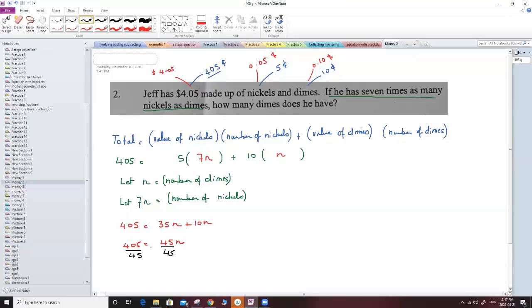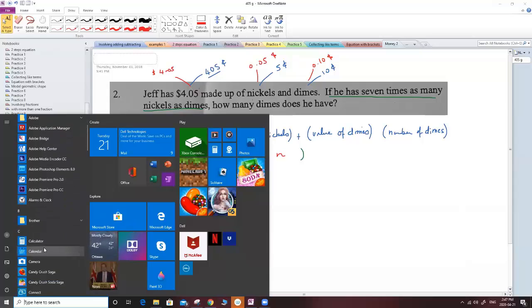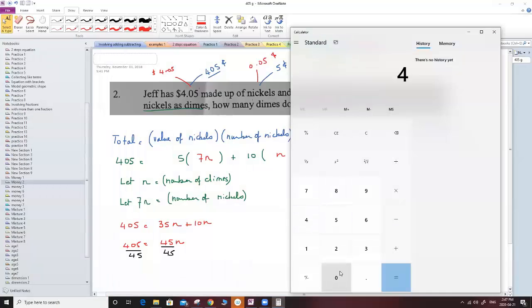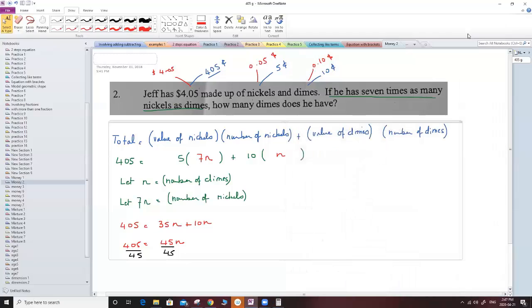So here I can use a calculator. I say 405 divided by 45. So I need to check the calculator here. 405 divided by 45 equals 9. That means, to continue, 9 equals n. N is what? It is the number of dimes. So this is the number of dimes.